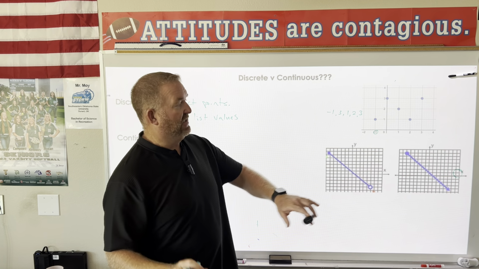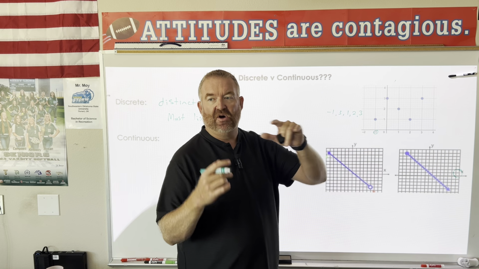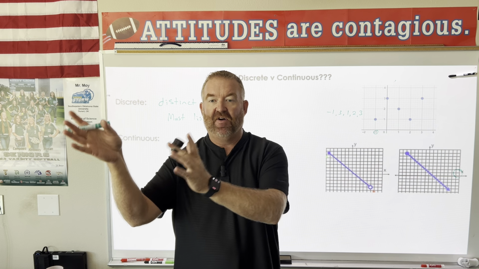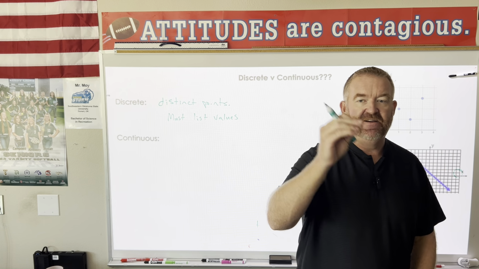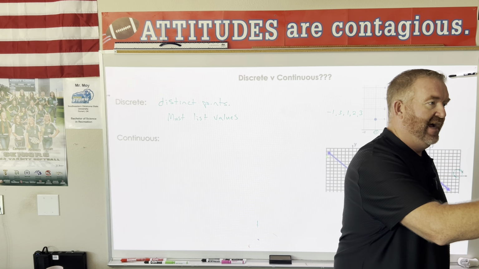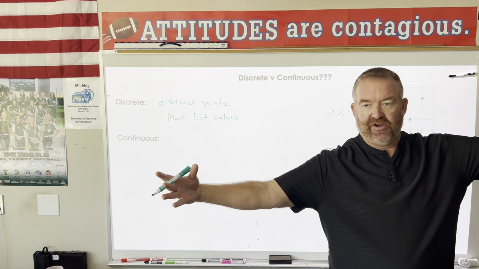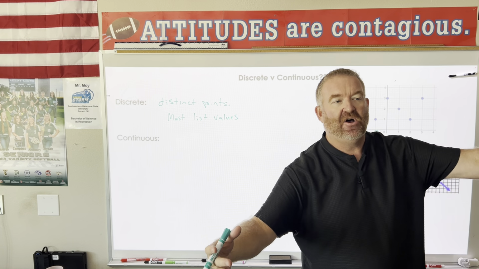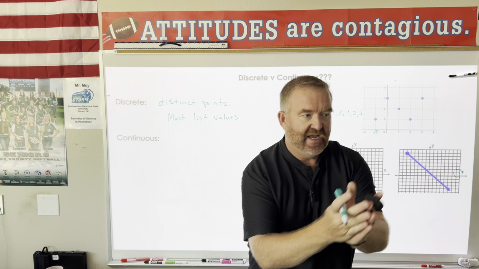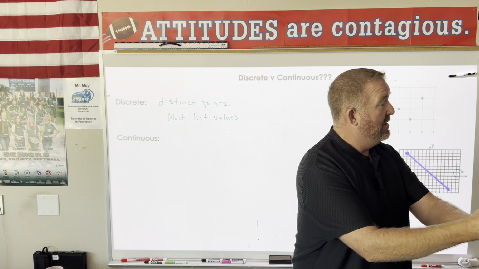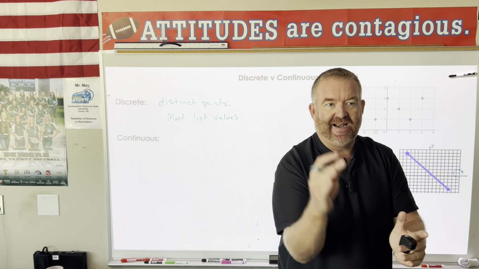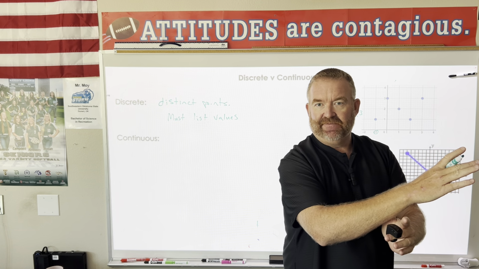Hold on. If I list all of these points, these are all individual points, right? It's not like it goes from here to here. It's like I have this point, this point, this point, this point, and this point. I can't just say it ranges from here to here. I have to list out this point and this point and this point. Why? Because they're individual. It's not a line. You'll see the difference in a little while.